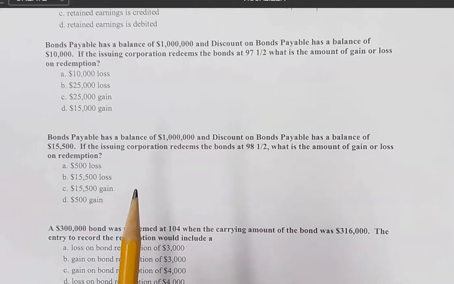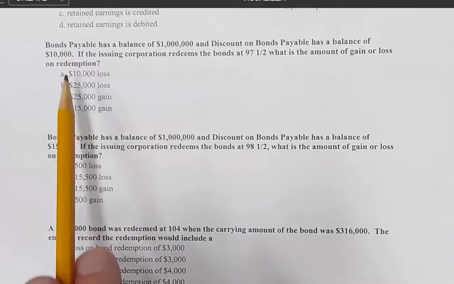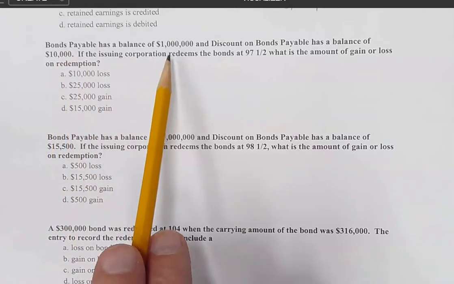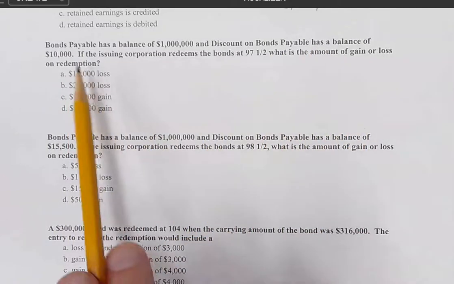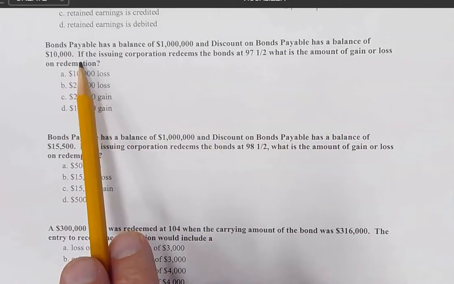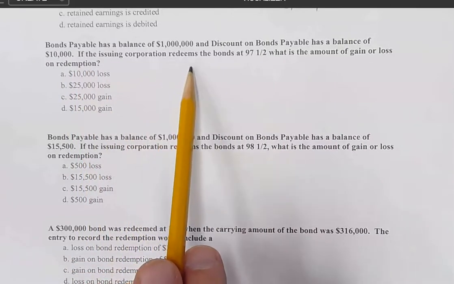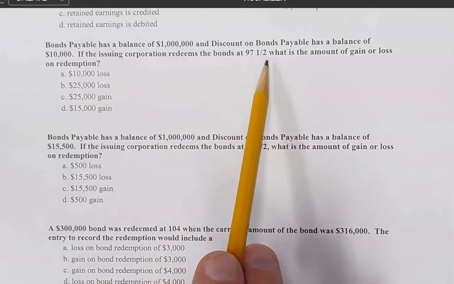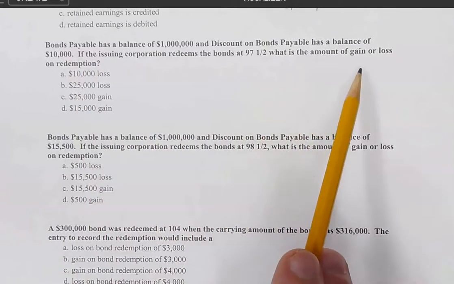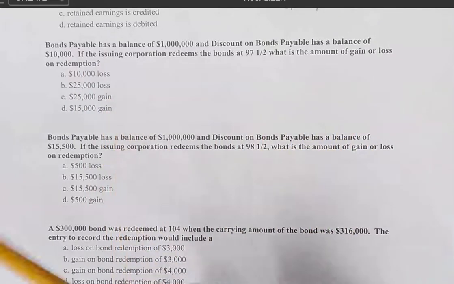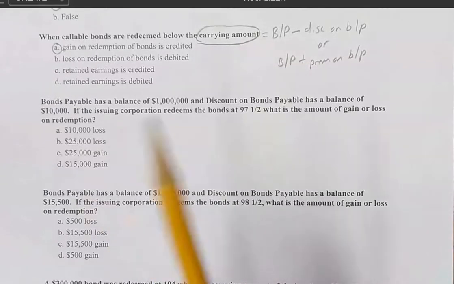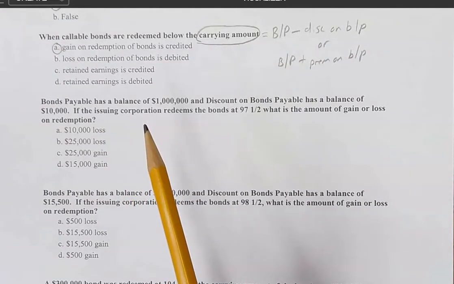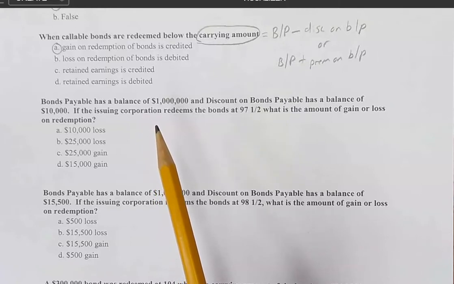And it looks like we might have an opportunity to show this in action. Bonds payable has a balance of $1 million and discount on bonds payable has a balance of $10,000. If the issuing corporation redeems the bonds at 97.5, what is the amount of gain or loss on redemption? So I want to come back and look at the previous question.